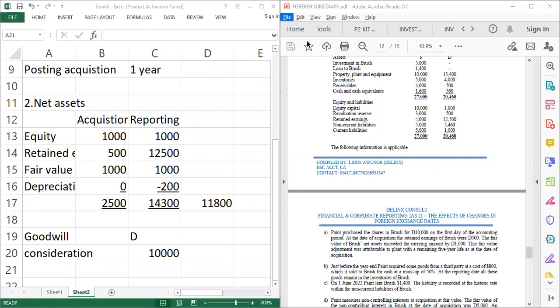So I don't know. They say the retained earnings was 500. The fair value of the net assets were this and this, and they say the non-controlling interest was 5,000, D. No. Or the retained earnings was 12,000 rather.